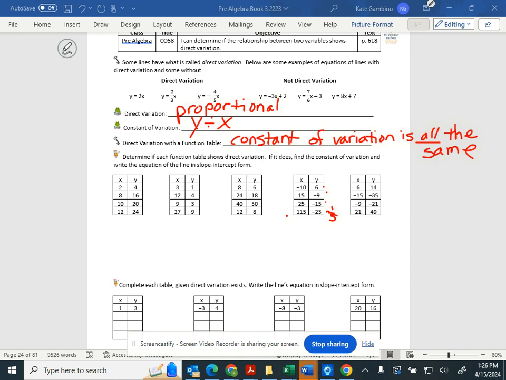If they are equal, we have to put it into the slope-intercept form. So if my constant of variation is 2, what is my slope-intercept form?